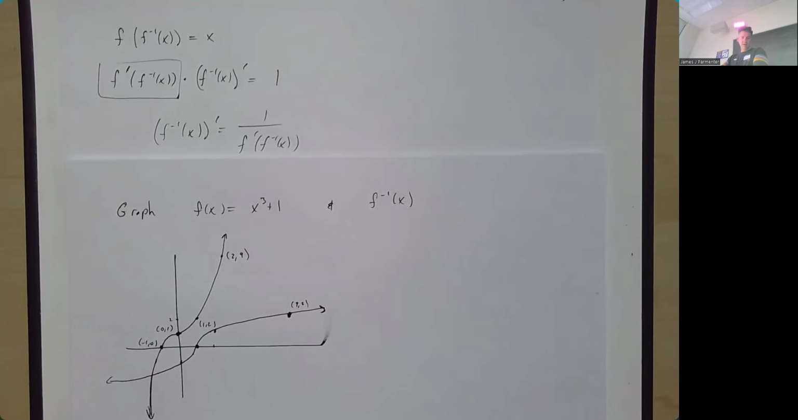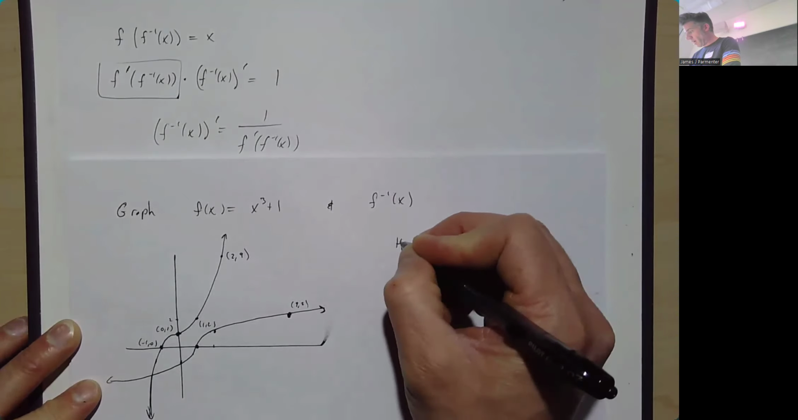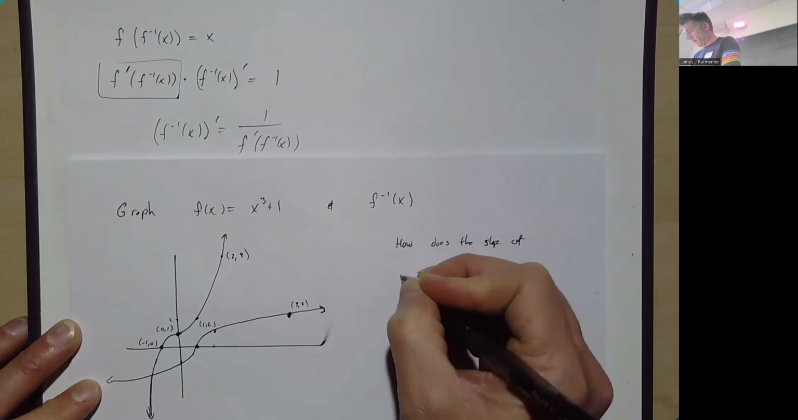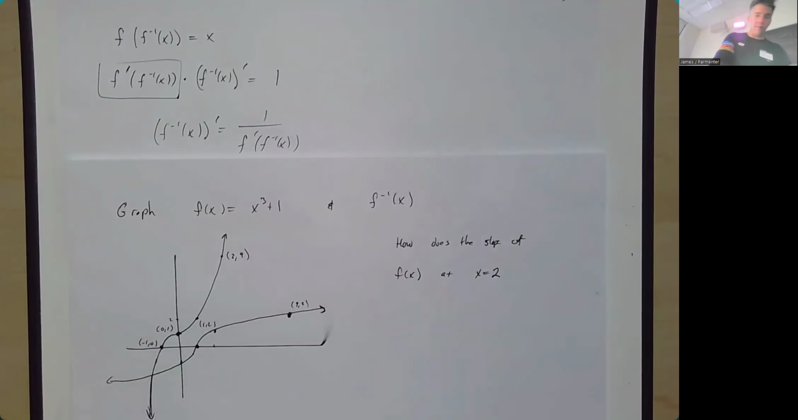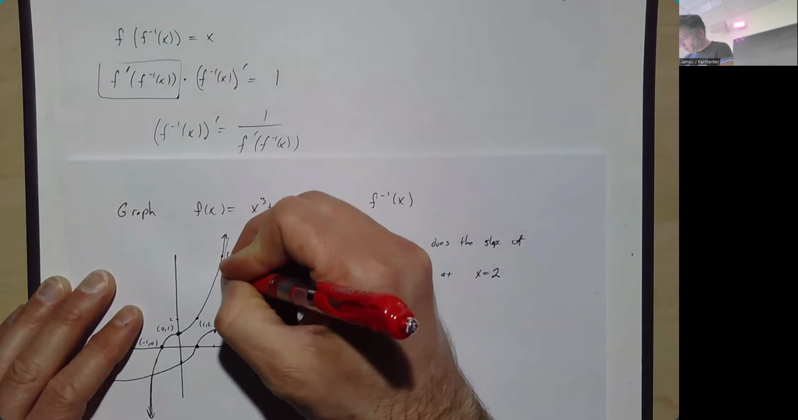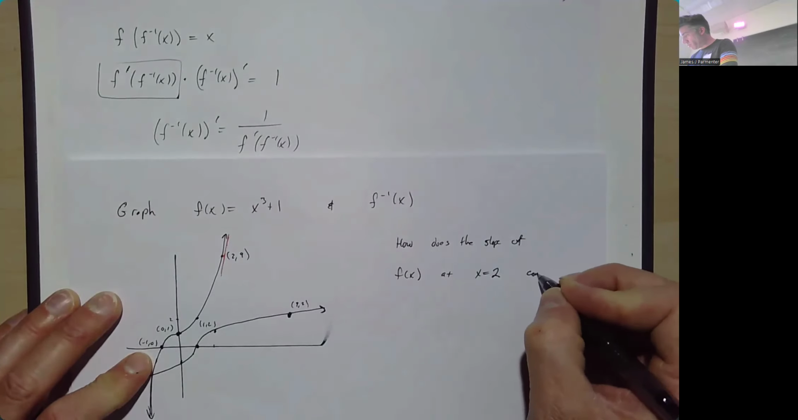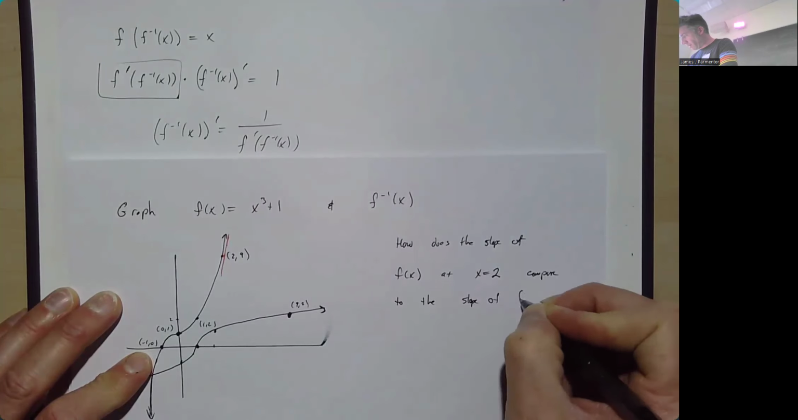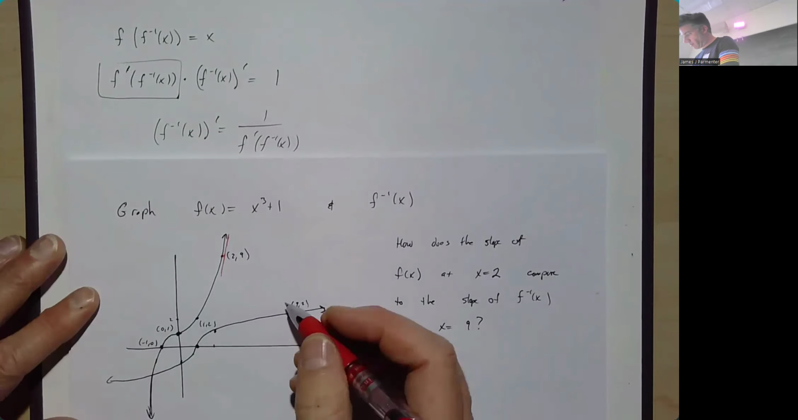Now, here's the question I'd really like to explore. How does the slope of f of x at x equal to 2, let me draw that in for you right there, how does the slope of that tangent line compare to the slope of f inverse of x at x equal to 9? So over here.